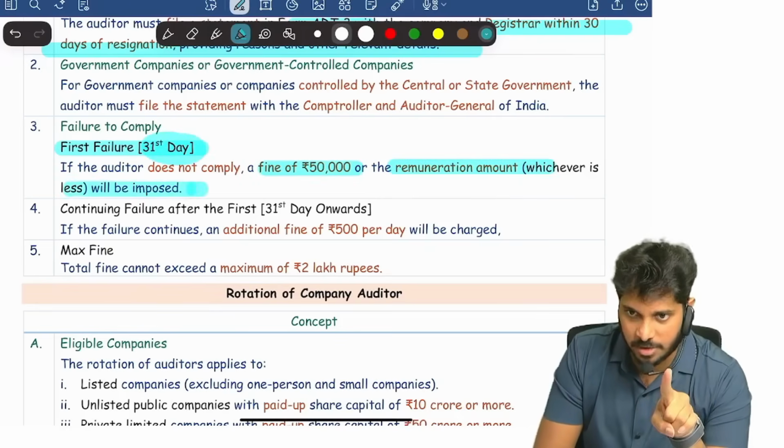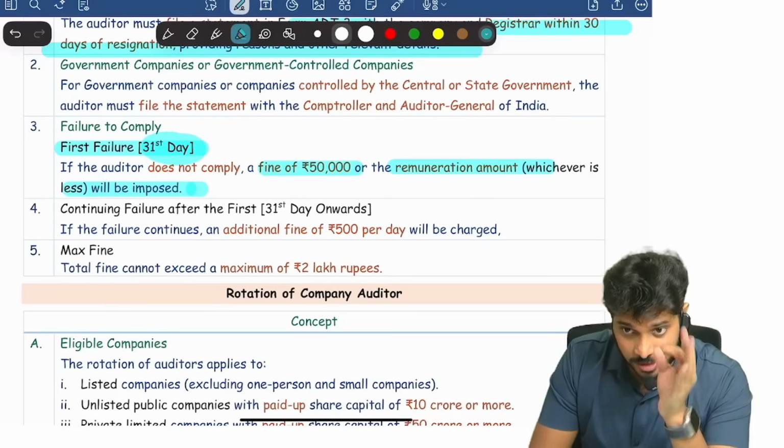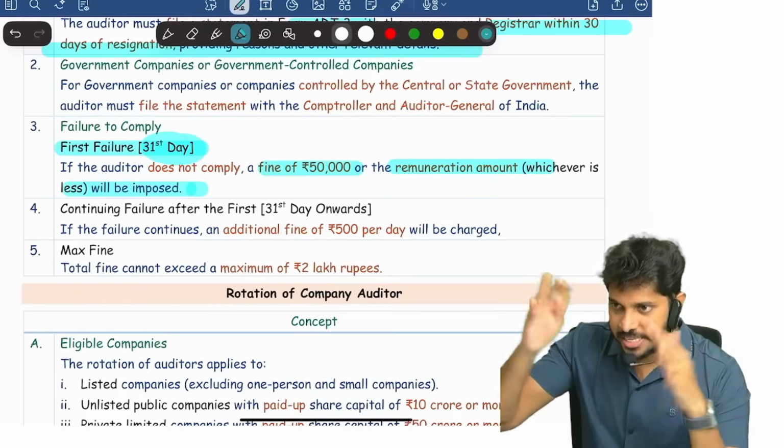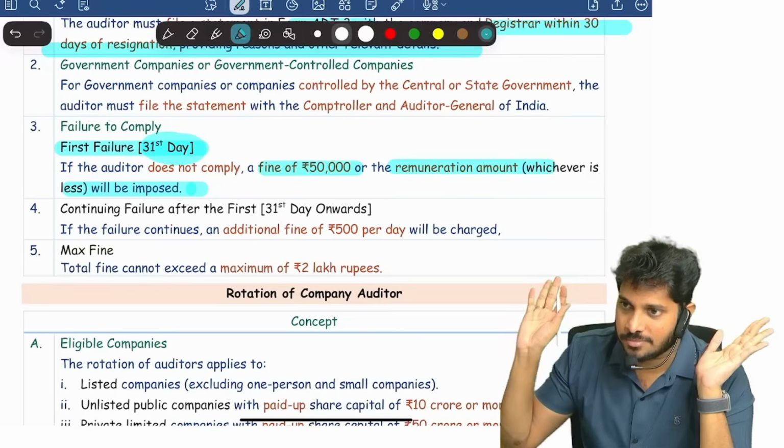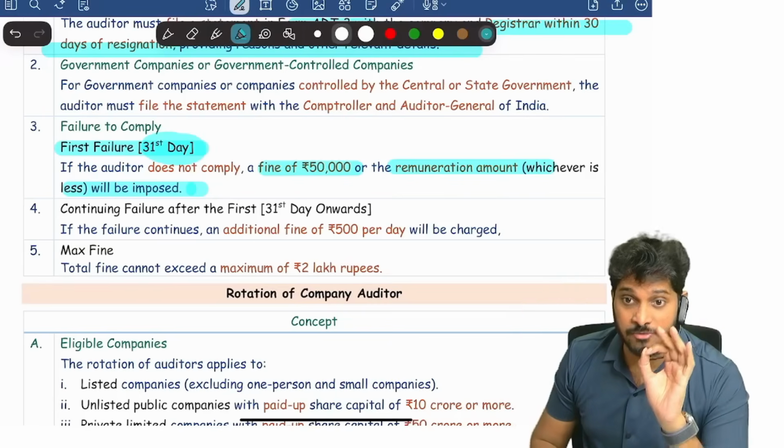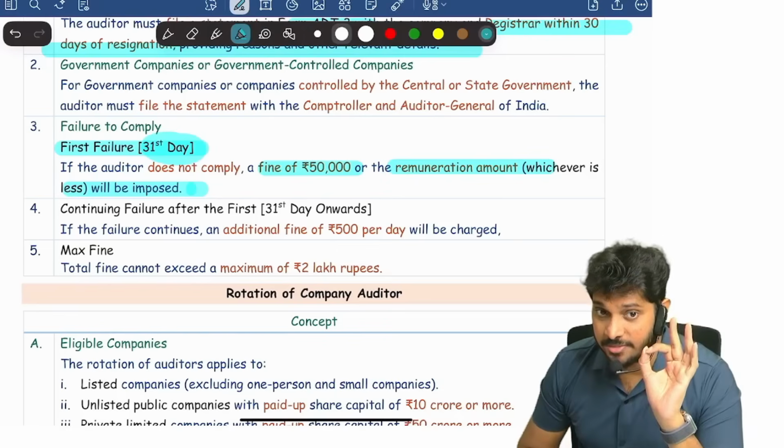First, the flat penalty will be levied. From the 31st day onwards, for every day of delay, 500 rupees per day. Suppose you filed the ADT 3 form on the 40th day.